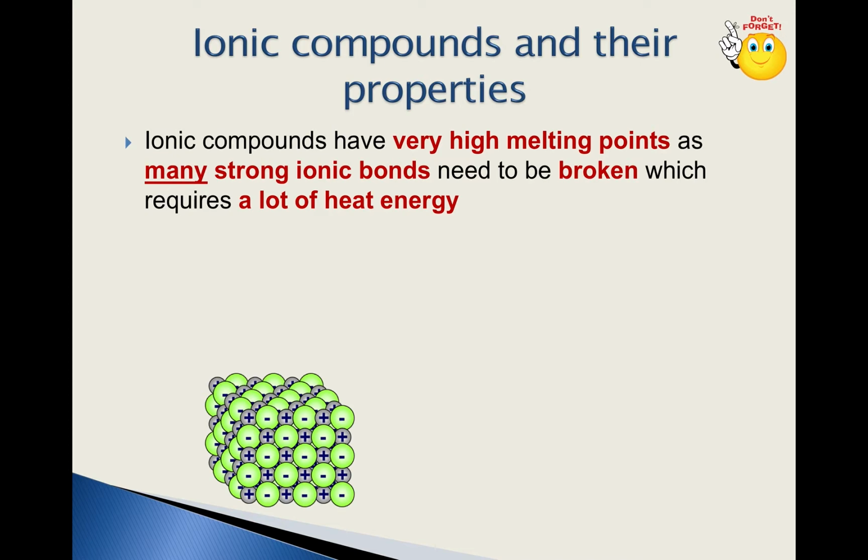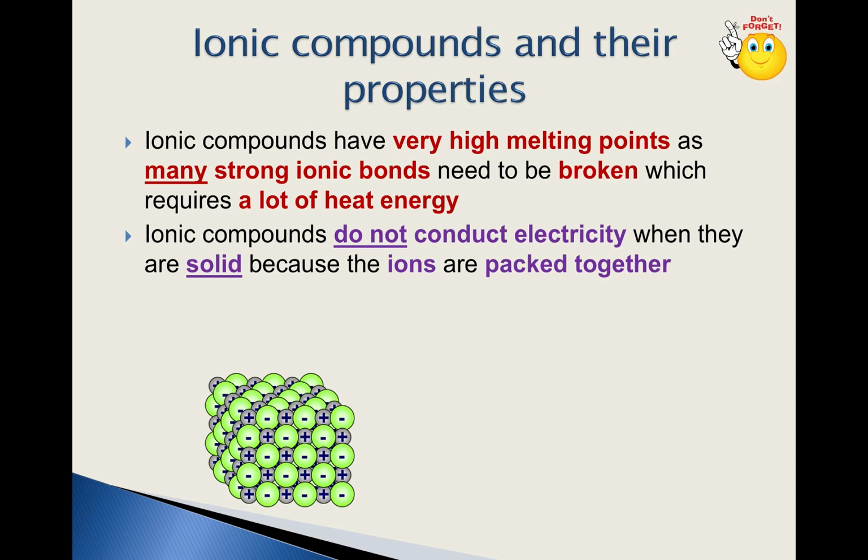So I'll say it once more. Start by writing that the compound has ionic bonding and has a giant ionic lattice structure. Then say that there's a strong electrostatic force of attraction between oppositely charged ions. And then go on to say a lot of heat energy is required to break this strong force of attraction. Therefore, ionic compounds have very high melting points.